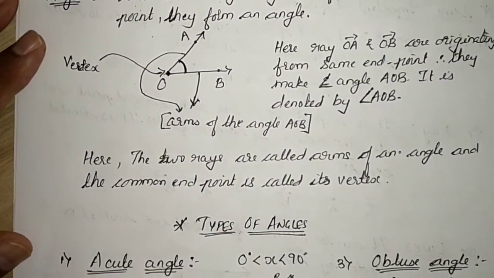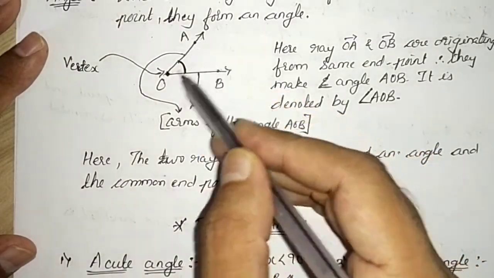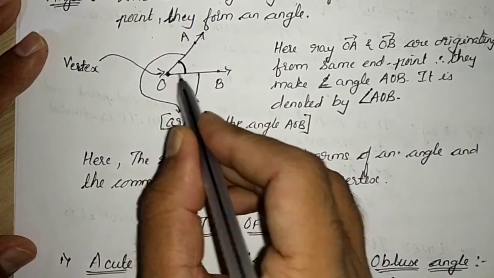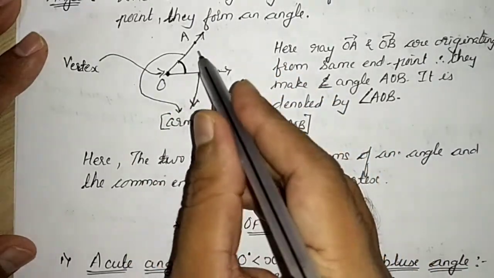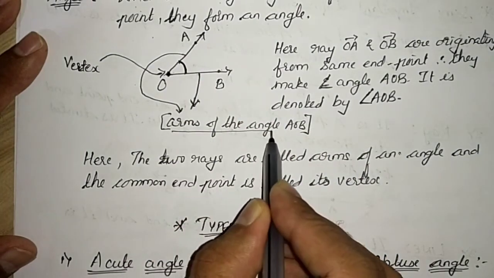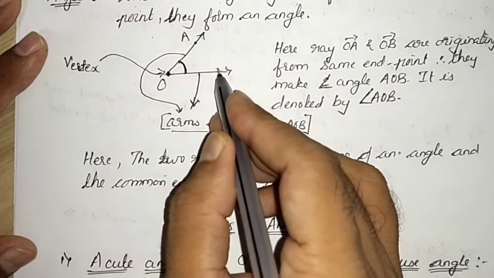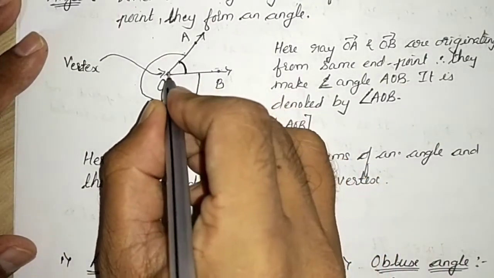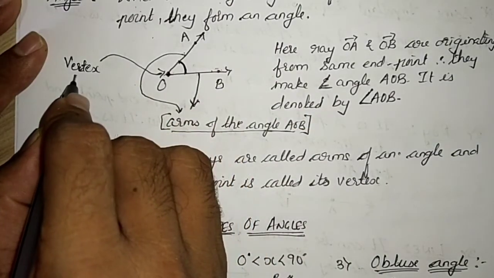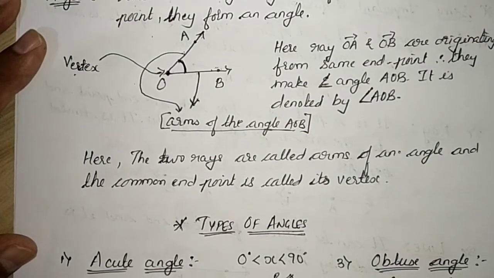Now there are different parts, different names of this angle. You can see OB and OA are the rays, but they are also called the arms of the angle AOB, one arm and second arm. The common point is known as the vertex, and this is the measure of the angle, you can say.